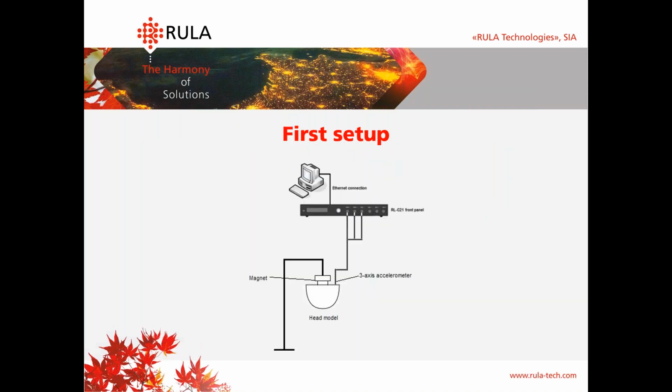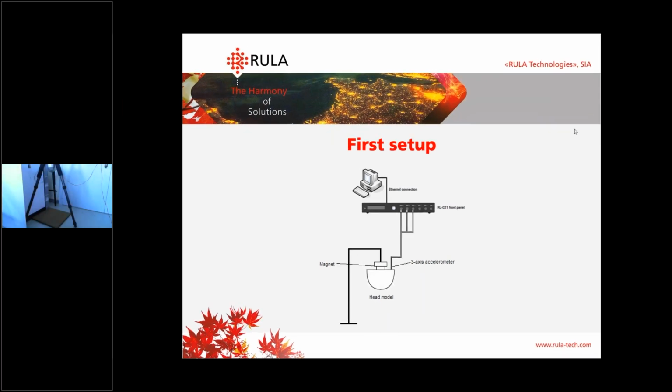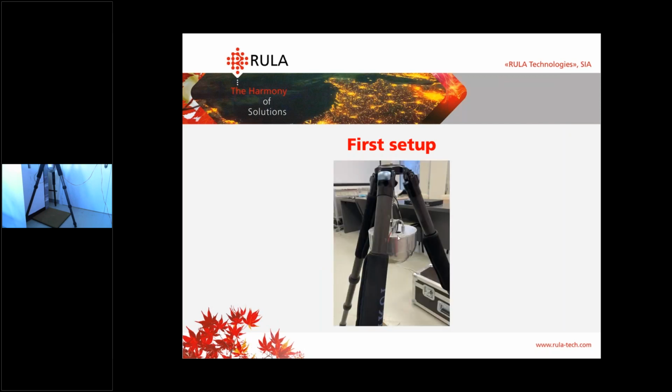And now let's talk about our first setup. Here we have one RLC21, which is connected with our head model, which has a 3-axis accelerometer built in. And now I'll show you this setup. I think now you can see the video, and also here you have a picture. There is a head here, and it will be dropped on the playground surface.